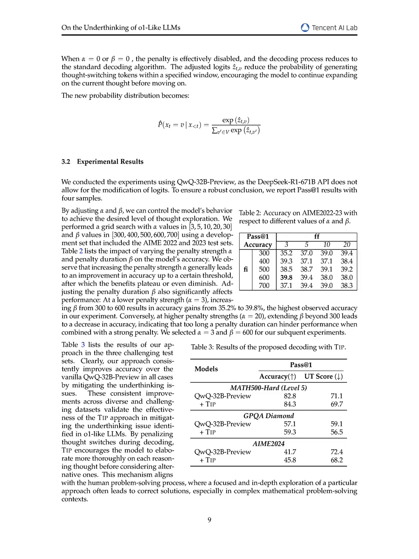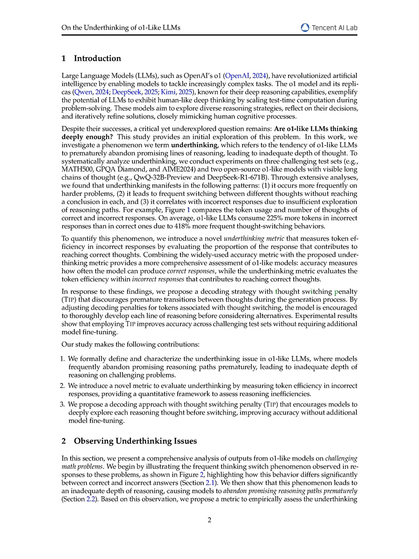Our method specifically aims to address the problem of underthinking in o1-like large language models, LLMs, which refers to their tendency to prematurely abandon promising lines of reasoning, particularly when faced with challenging problems. This behavior leads to inadequate depth of thought and frequent switching between different reasoning strategies, resulting in incorrect responses. By introducing a decoding strategy with a thought-switching penalty, TIP, we encourage these models to thoroughly explore each line of reasoning before considering alternatives, thereby improving their accuracy without requiring additional fine-tuning.